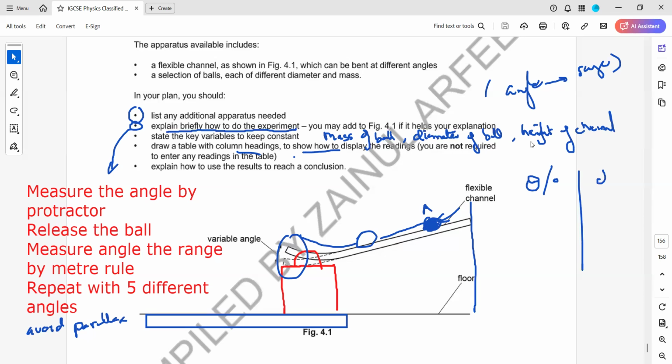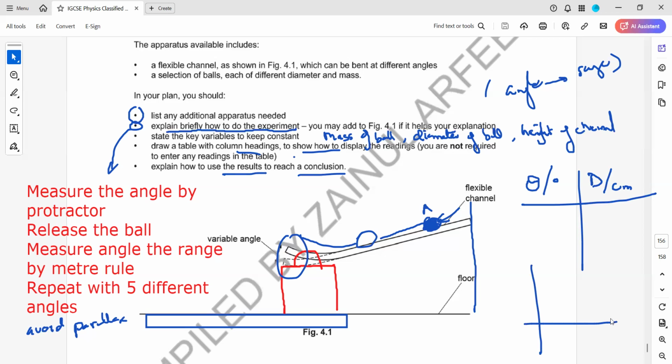No need to write the full sentences. You can write D. And what is the unit? Centimeter. Even though the SI unit of length is meter, as I mentioned in the lab, we use millimeters and centimeters rather than meters. Then, how would you use your result to reach a conclusion?